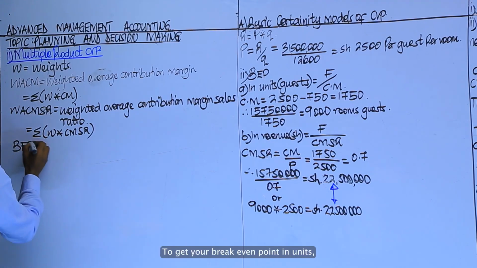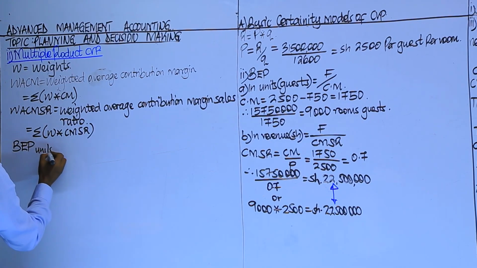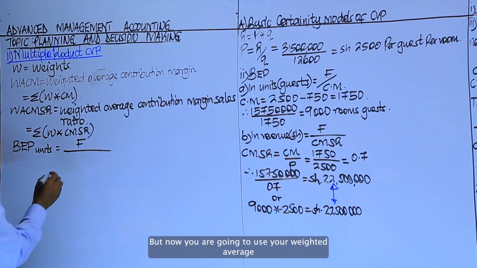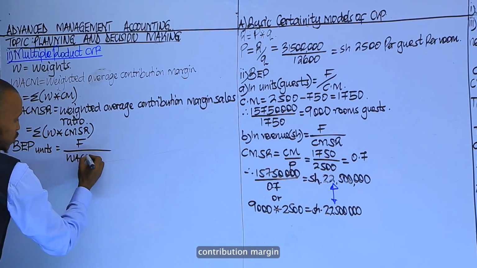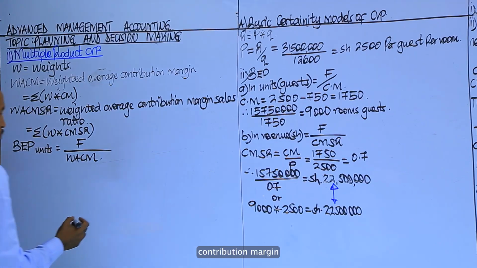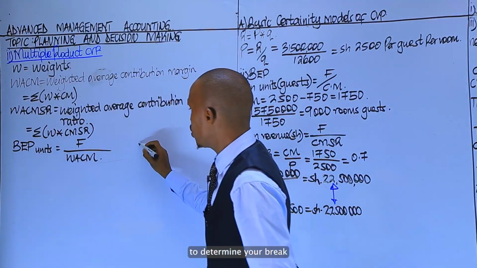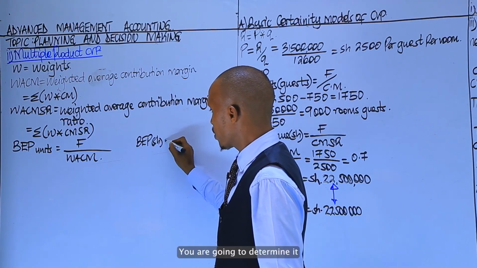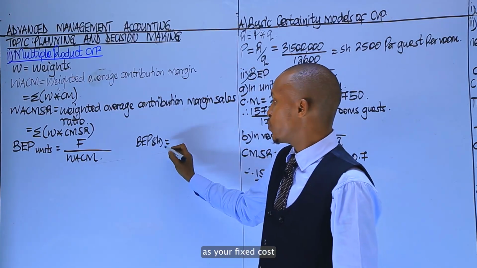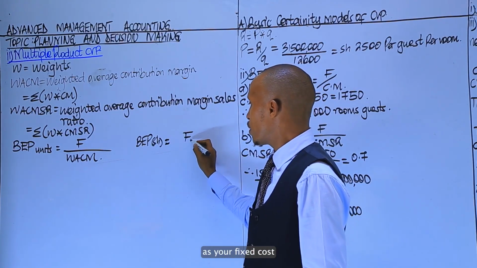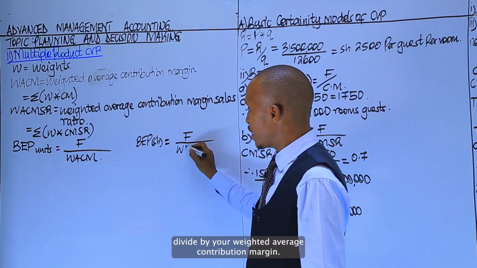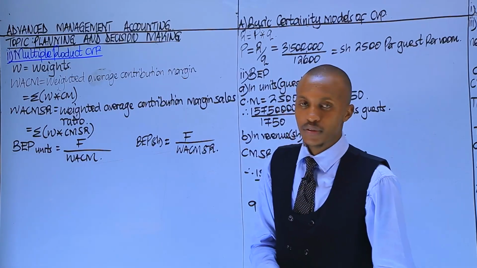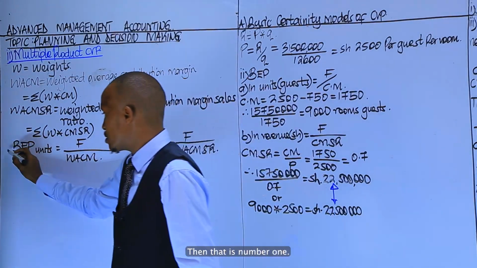Number 1, to get your break-even point in shillings, you use your weighted average contribution margin sales ratio. You're going to determine it as your fixed cost divided by your weighted average contribution margin sales ratio.